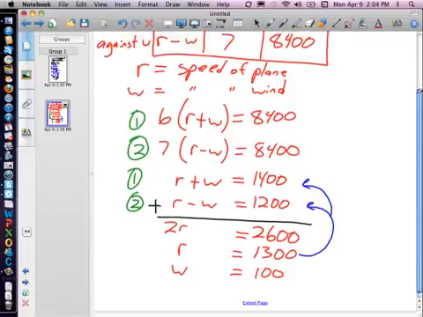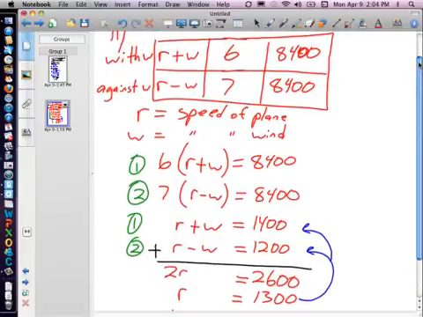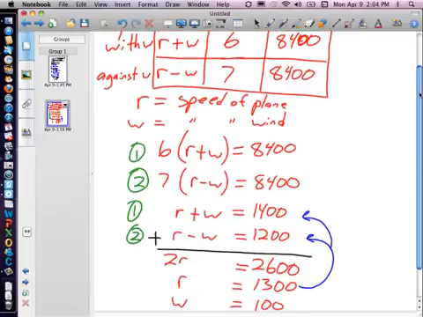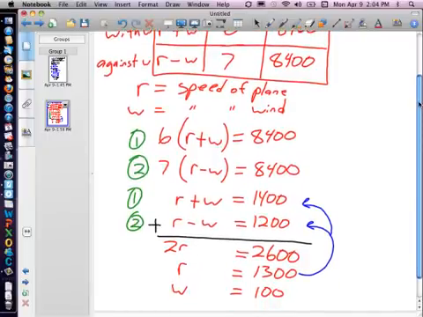Let's see if that makes sense. So going back to the words of the problem, if the plane travels against the wind in 7 hours, that would mean it would be going 1,200 miles an hour for 7 hours. That's 8,400. That works. And then with the wind, it'll take 6 hours, so 1,400 miles an hour, or kilometers an hour actually, times 6. So 14 times 6 is 14, 28, 42, times 2, 84. So 8,400. So these are the correct answers, and we made it, even though we made a mistake.